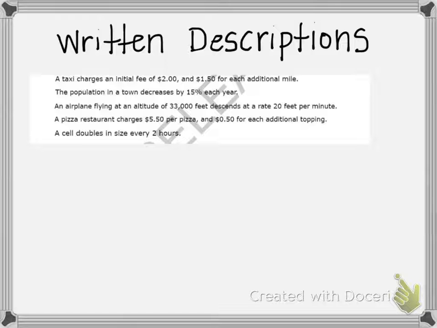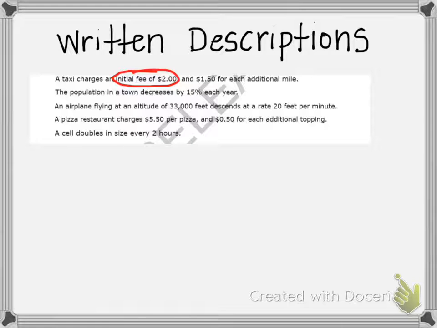Okay. So then we have some written descriptions. So written descriptions are, can I read a situation and determine whether it's going to be exponential or linear, or maybe it's not either. So I was just going to read through these and kind of talk through them. And we're going to label them exponential or linear. So it says, a taxi charges an initial fee of $2. So that initial fee is going to be my y-intercept. So that is my first thing that I'm going to recognize. That's a y-intercept. And $1.50 for each additional mile.